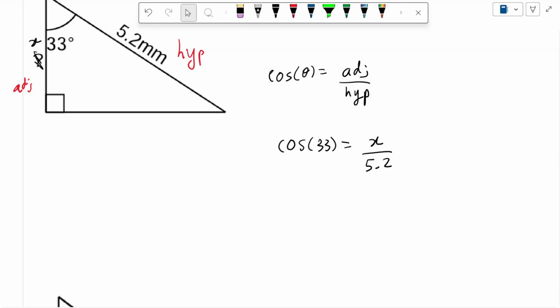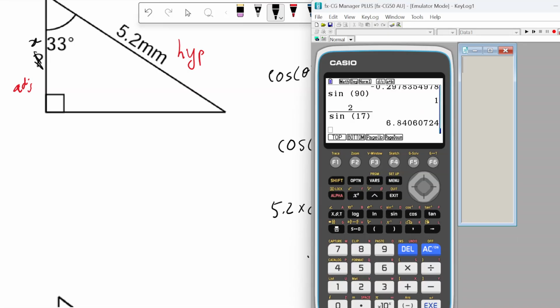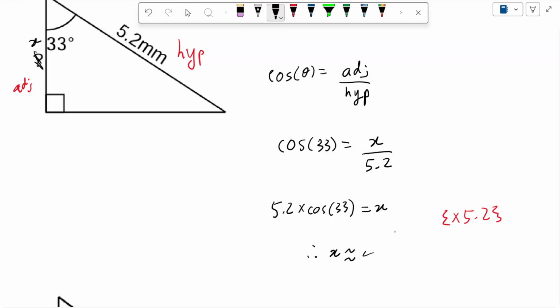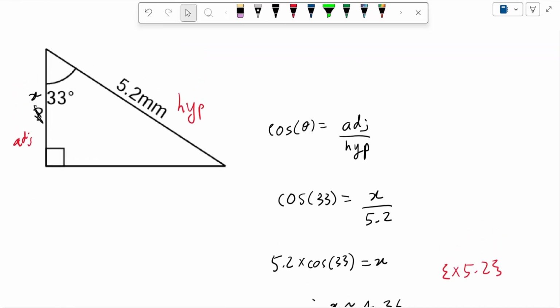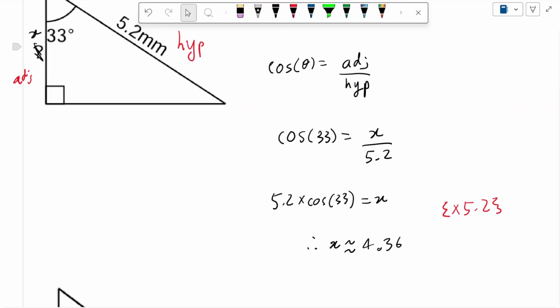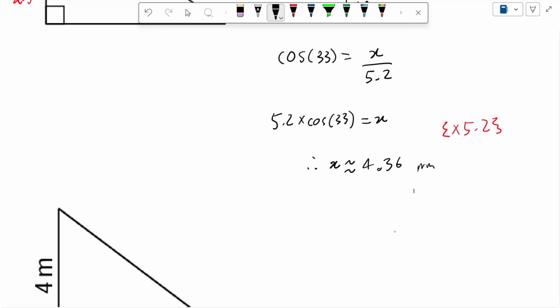Now this one here is actually the easier one to rearrange because all you need to do is times by 5.2 to both sides. So you're going to get 5.2 times cos of 33 is x. So x is whatever the calculator spits out for that, which we can just quickly work out: 5.2 times cos of 33. Cool. There we go, 4.36. We'll make sure that it makes sense. 5.2 millimeters is the longest side, so 4.3 does seem like a good sort of side length. If I got 500 millimeters, I know I'd be in trouble.